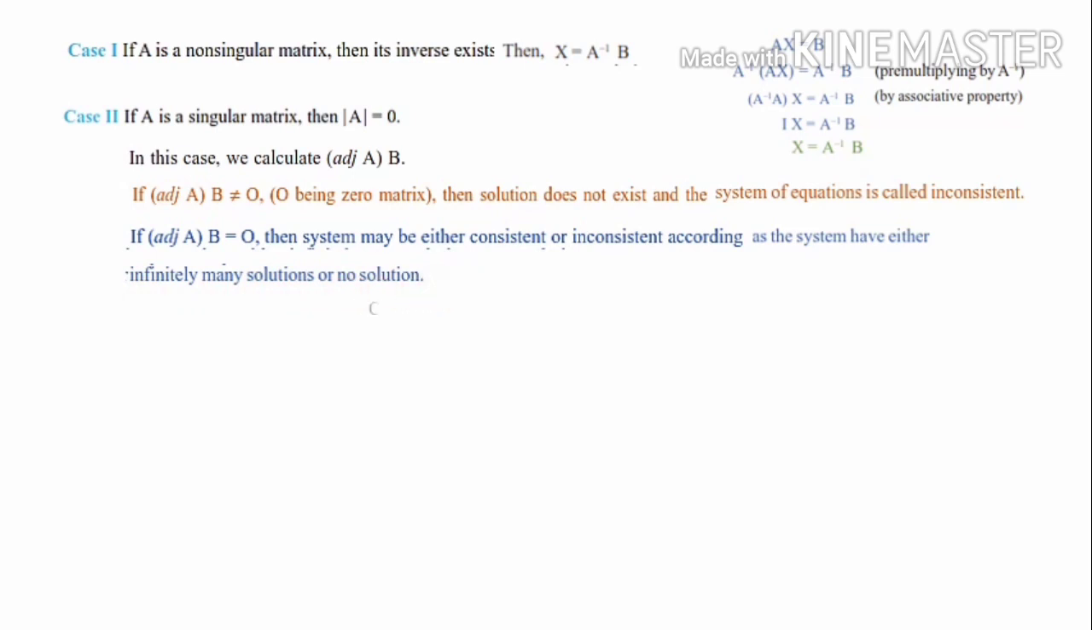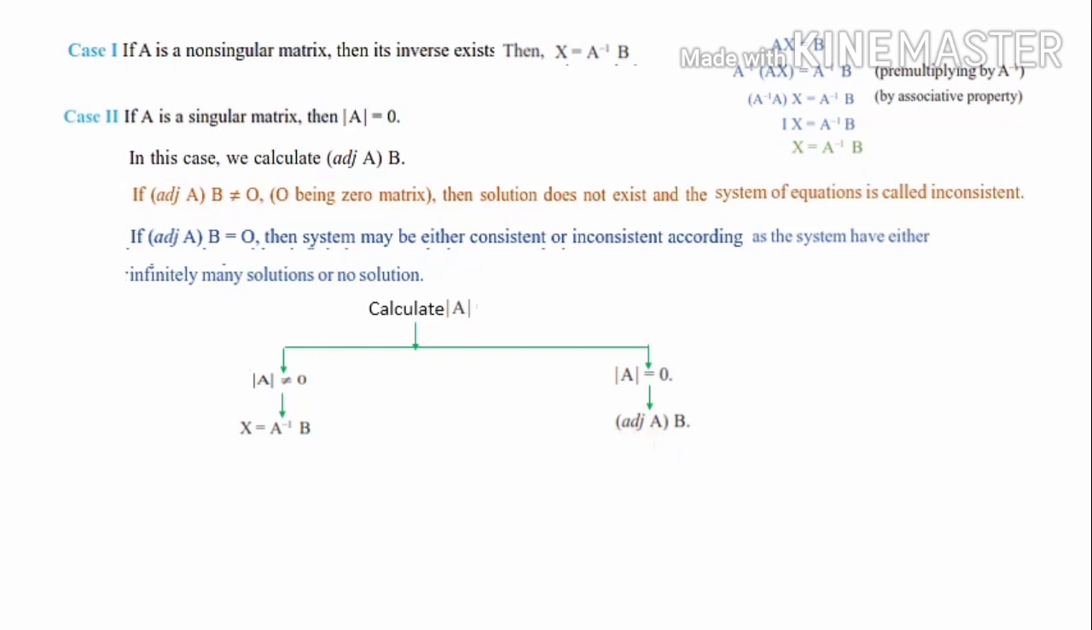So let's summarize it. First of all, we have to calculate determinant A. Then we will have two chances, either determinant A will be not equal to 0 or determinant A will be equal to 0. If determinant A not equal to 0, then we can use directly the X is equal to A inverse B result. If determinant A equal to 0, then we have to go for calculating adj A into B.